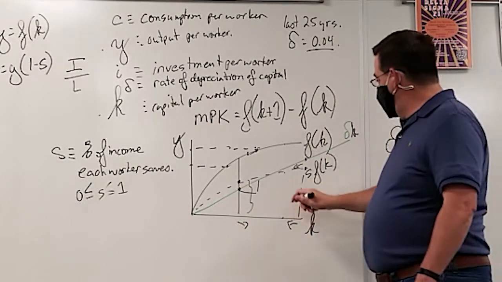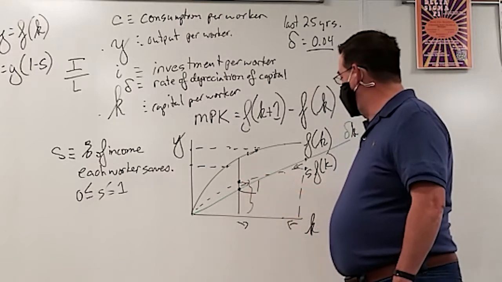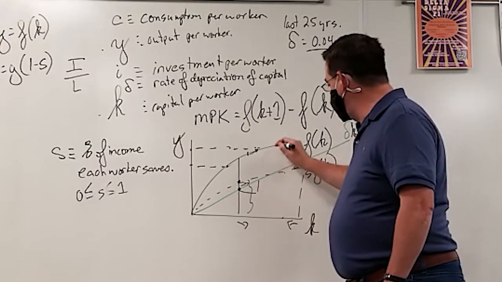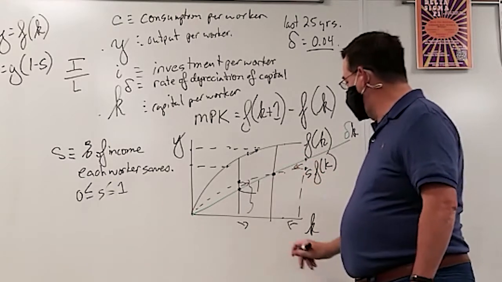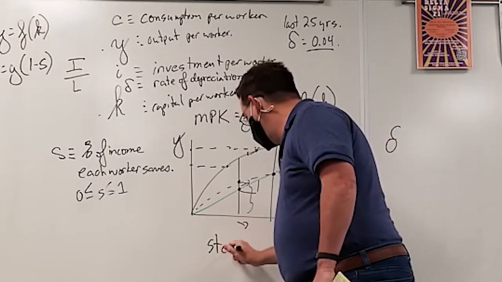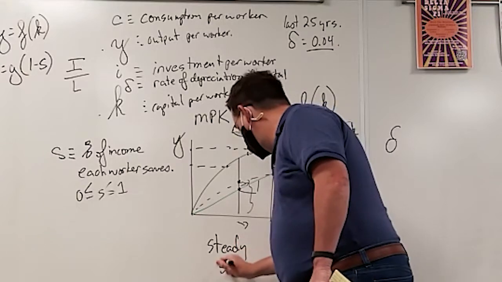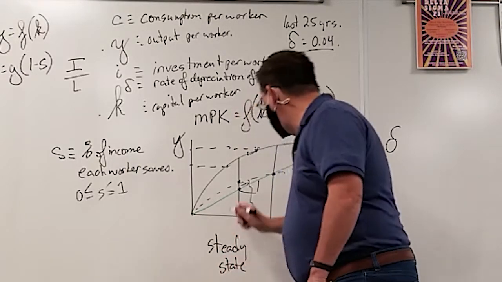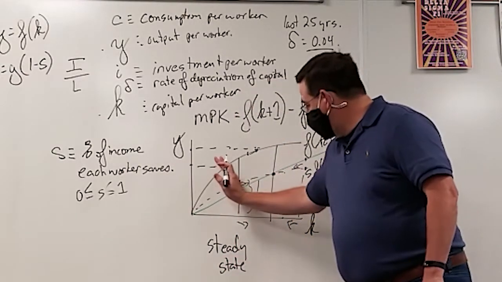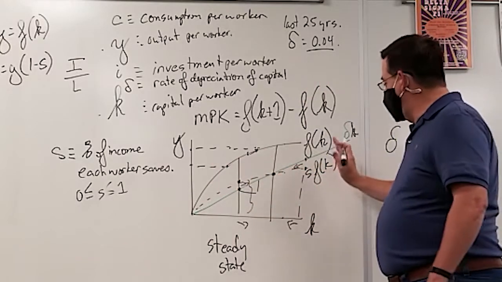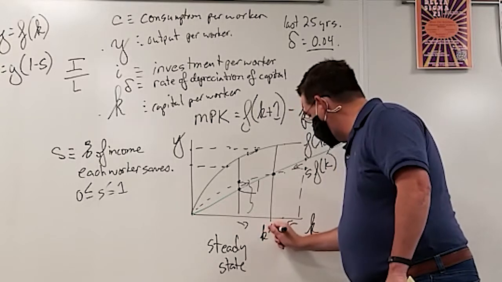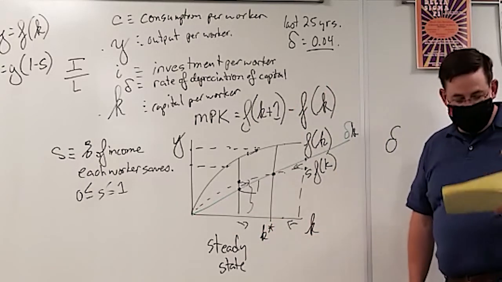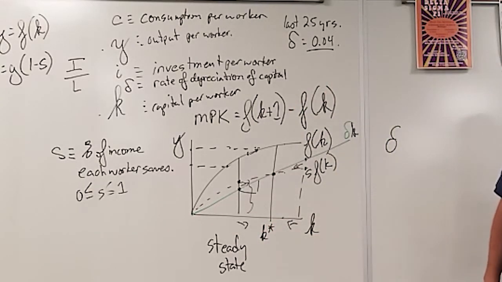So then the amount of capital in a given economy gravitates towards an equilibrium. That equilibrium is called the steady state. Because it's an equilibrium, if we start out to the left of here, we're going to move to the right. If we start out from the right of here, we're going to move to the left. And that is denoted as K star, the steady state quantity of capital.